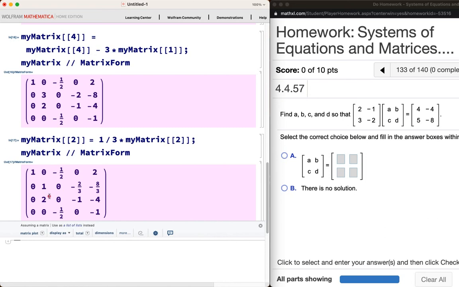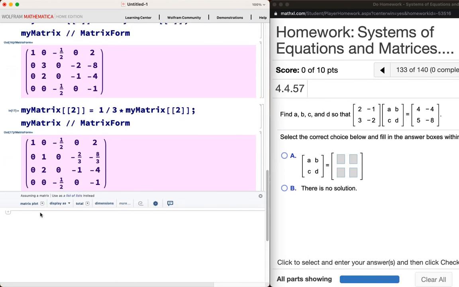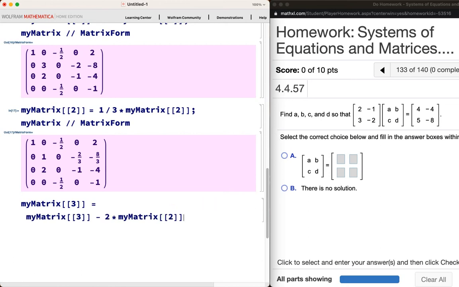And then this number here, this 2, has to become a 0. So how are we going to do that? Well, my matrix 3, because I'm looking at the 3rd row, is equal to my matrix 3 minus 2 times my matrix 2. Why am I referencing the second row? Because the second row contains the 1 that I just created.